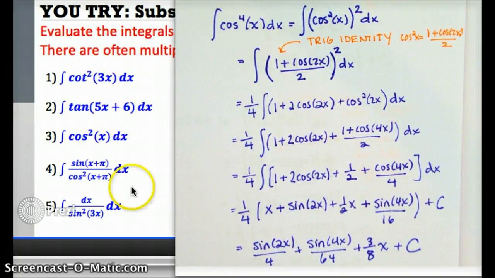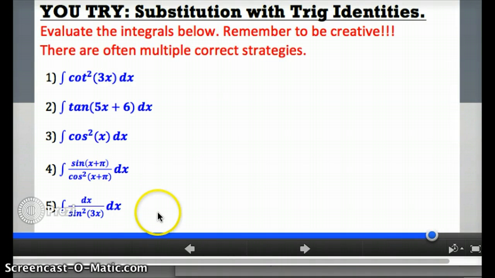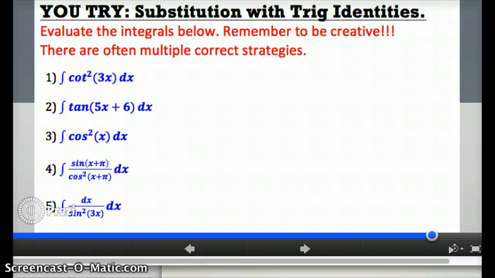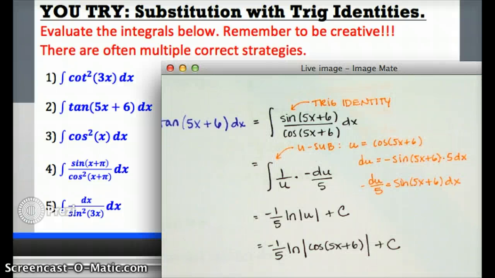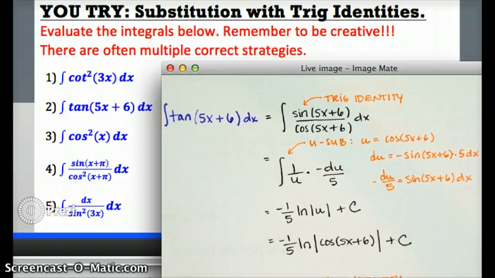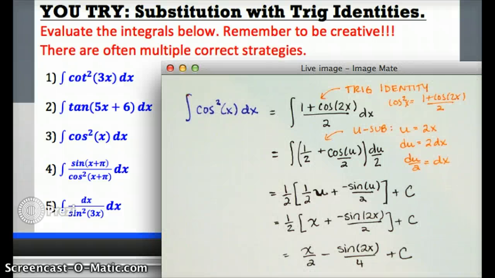These are the ones for you to try. Go ahead and pause the video. When you press play, I'll show you the answers in the work. Here's the work for number 1. Press pause if you need more time to look at it. Here's the work for number 2. Again, press pause if you need more time to look at it. Here's the work for number 3. Press pause if you need more time to look at it.